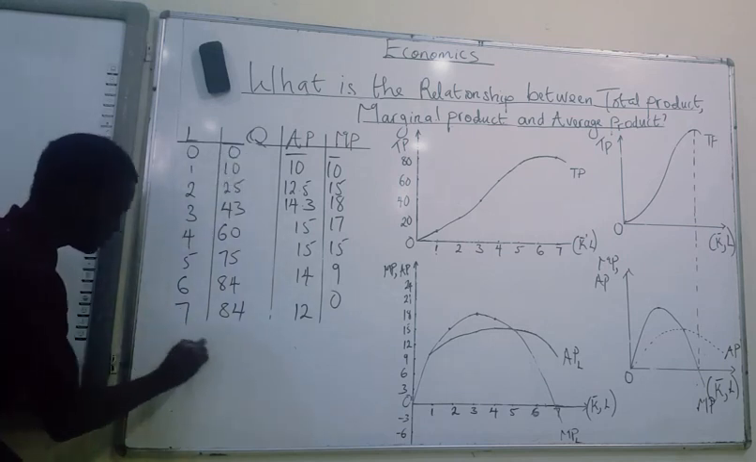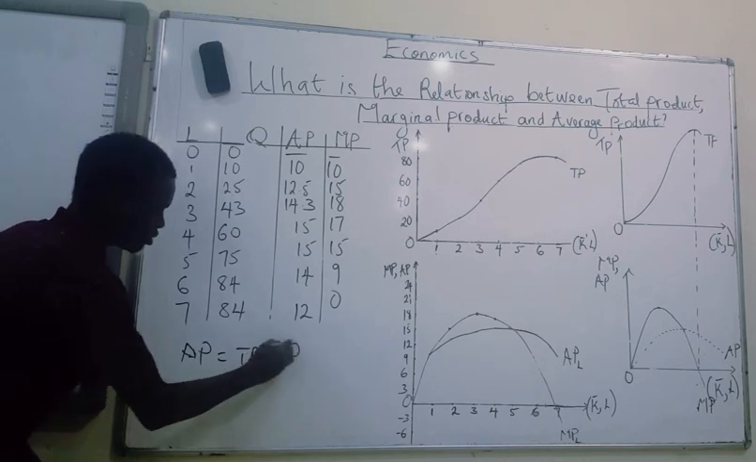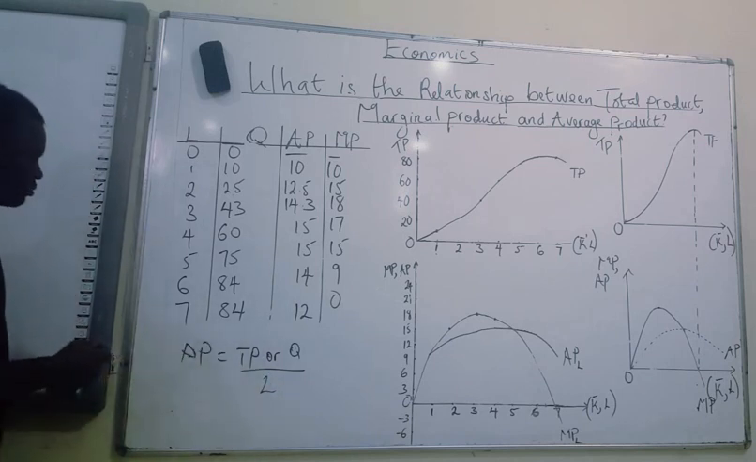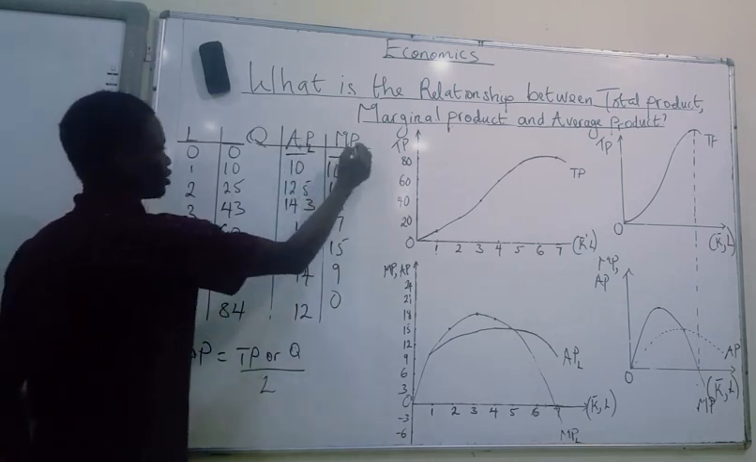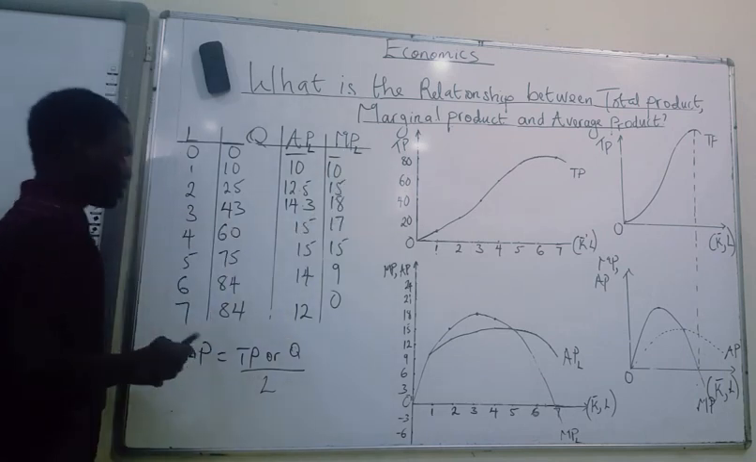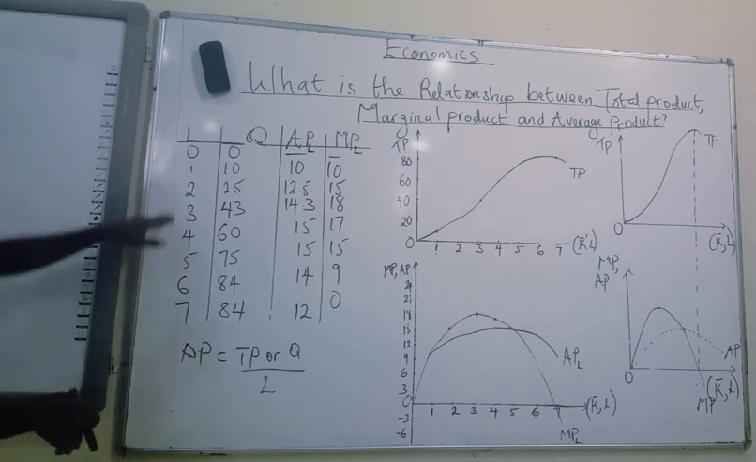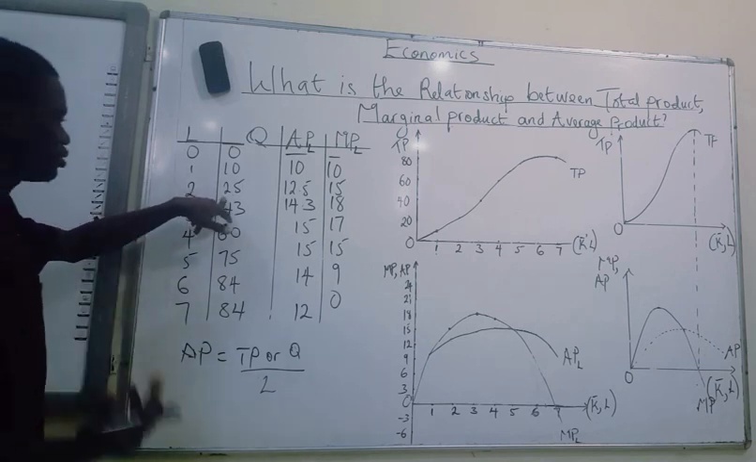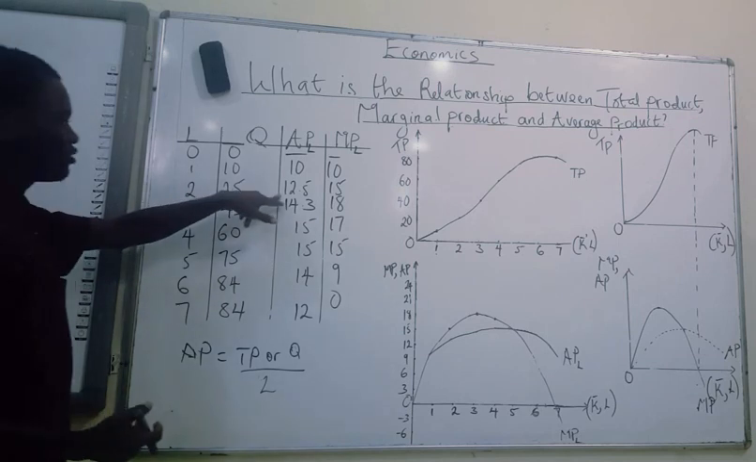Average product in that case is simply the total product, which is Q divided by the number of laborers used. More technically, we call this the APL, that is the average product of labor, since we are only talking about the employment of laborers. Then when 2 laborers were employed, we have 25 units of output in total. Then average product is now 25 divided by 2, and then we have 12.5.